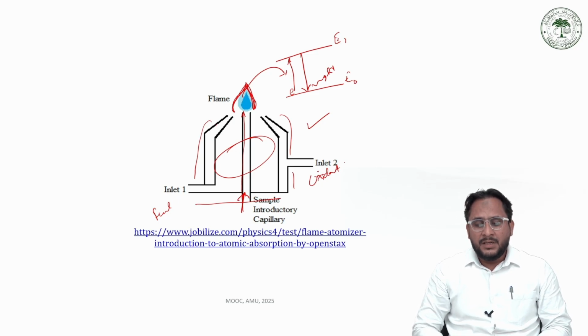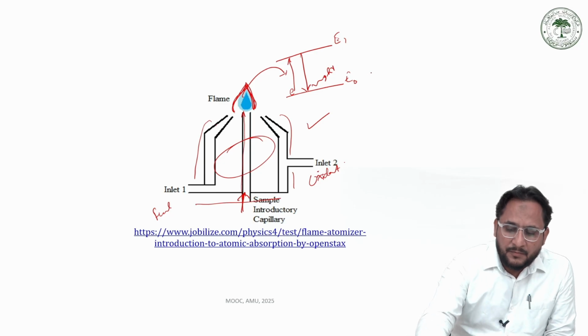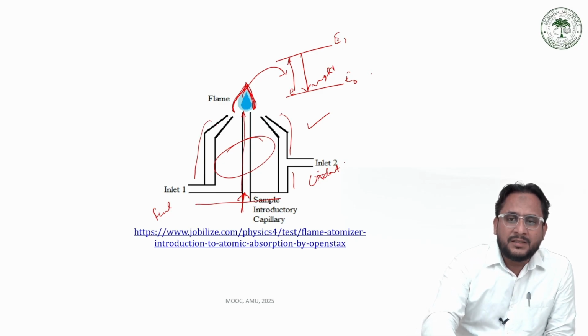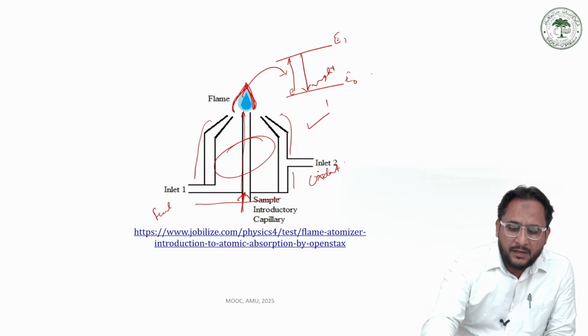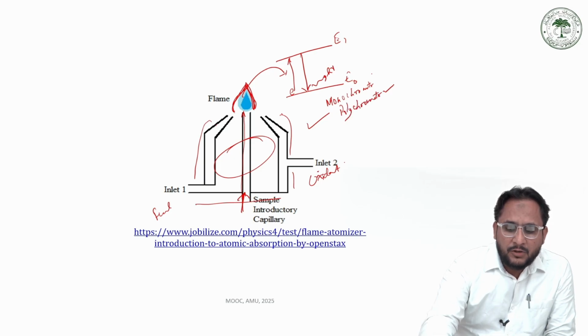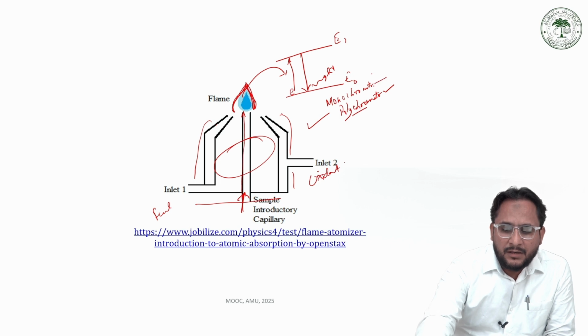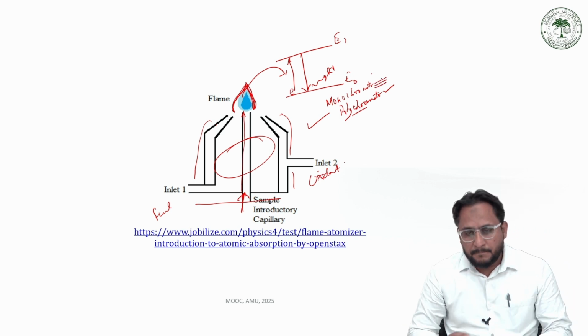analysis at a time. And between the detector and this excitation source, we also have a monochromator, or sometimes a polychromator. For multiple analysis we have a polychromator, otherwise for a single analysis we use a monochromator.